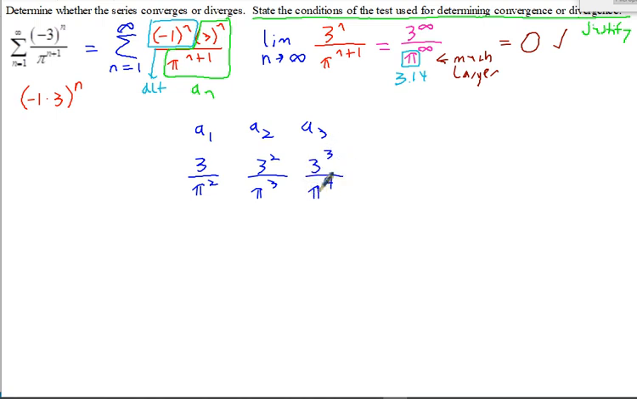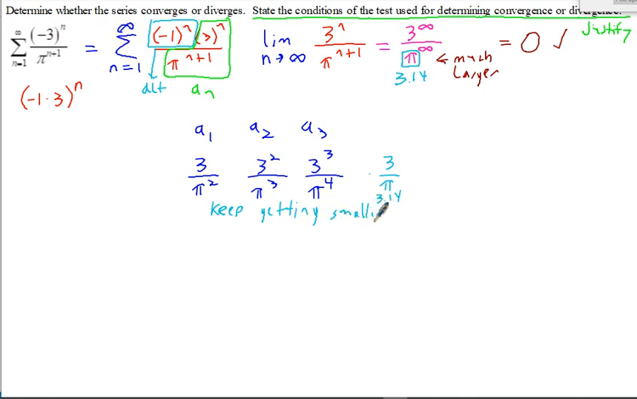It might be a little hard to tell with the pi's in there whether these keep getting larger or smaller, but notice the numerator keeps getting multiplied by 3, and the denominator keeps getting multiplied by pi, which is about 3.14. So that's less than 1. If you keep multiplying by something a little less than 1, it keeps getting smaller. So these do keep getting smaller. And usually you can tell that by just the first 3 terms.